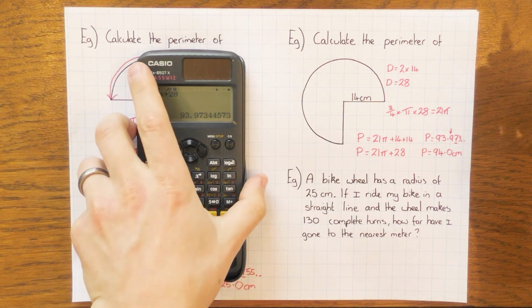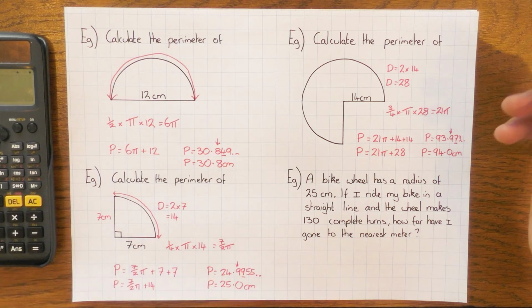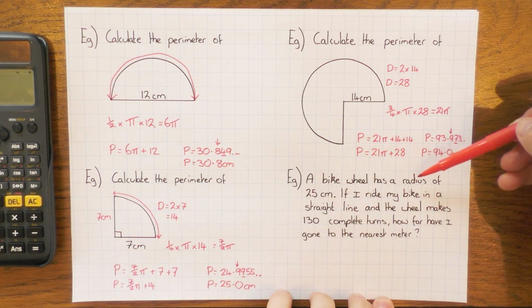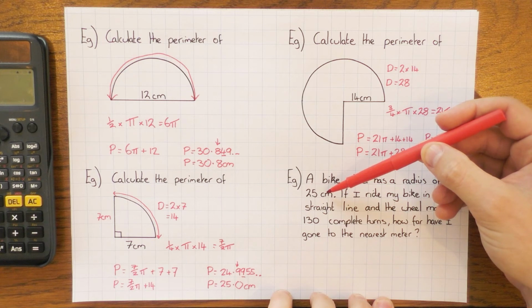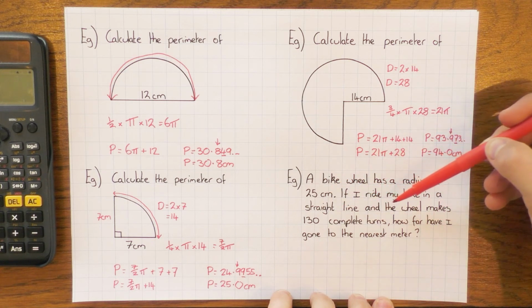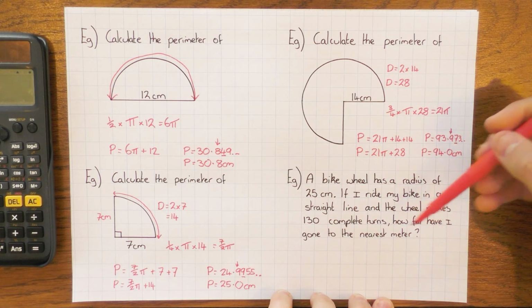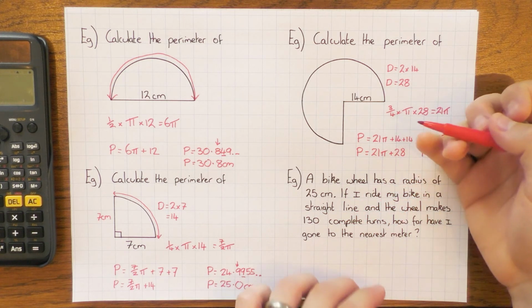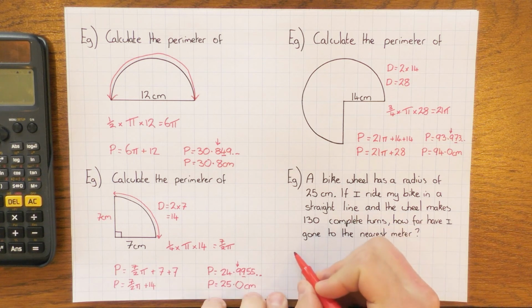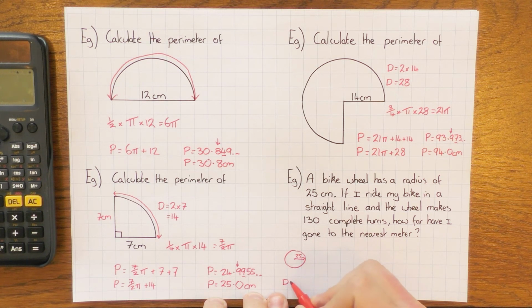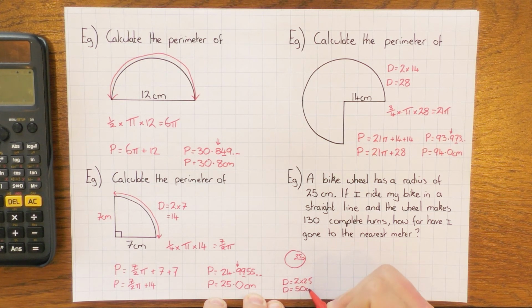Okay, and the final example I've got for you is a sort of exam type question. So a bike wheel has a radius of 25 centimetres. If I ride my bike in a straight line and the wheel makes 130 complete turns, how far have I gone to the nearest metre? So, first thing we'll do is draw my wheel. Here's my wheel. The radius is 25. So I'm going to work out the diameter, which is 2 times 25. So the diameter is 50 centimetres.